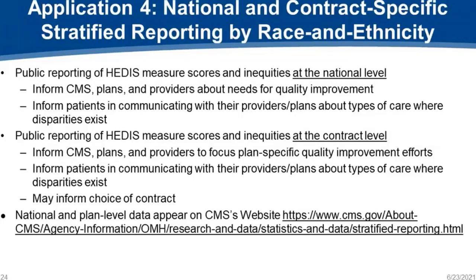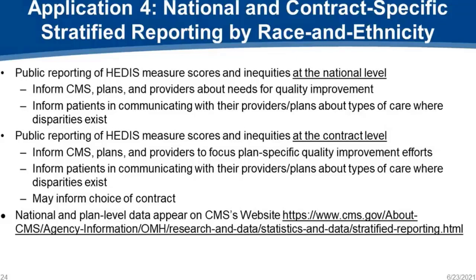So the fourth application is very much related to the third application, and this is the idea that for HEDIS data, and this was really the original motivating application, the HEDIS data can be reported by race and ethnicity at the national level, and also for MA contracts. And in fact, for a number of years, this data has been available on the Office of Minority Health section of CMS's website. You can see the link here.